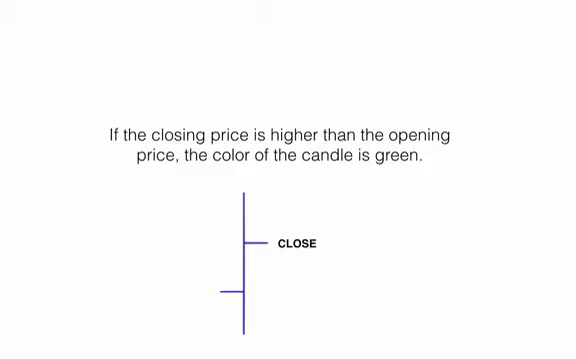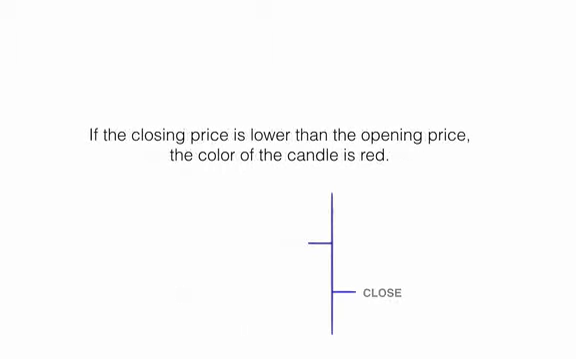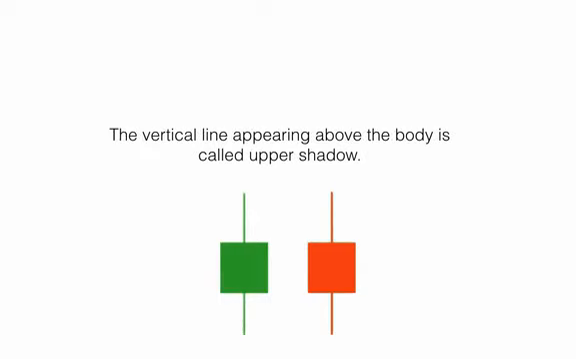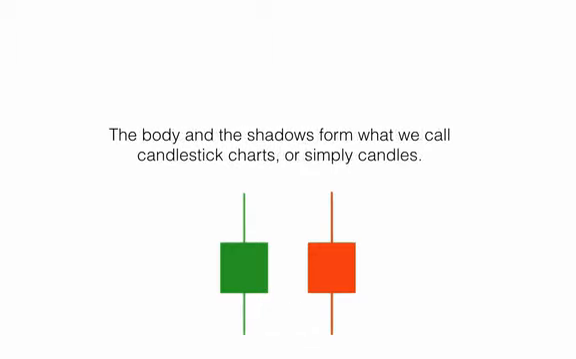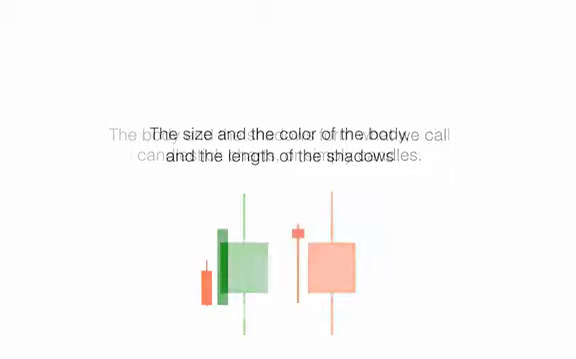If the closing price is higher than the opening price, the color of the candle is green. If the closing price is lower than the opening price, the color of the candle is red. The vertical line appearing above the body is called upper shadow. The vertical line appearing below the body is called lower shadow. The body and the shadows form what we call candlestick charts, or simply candles.